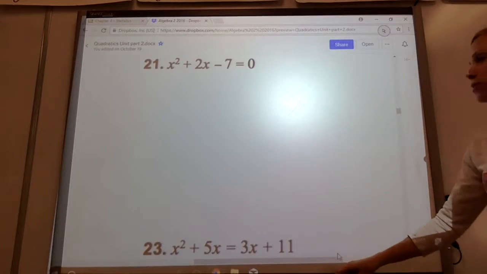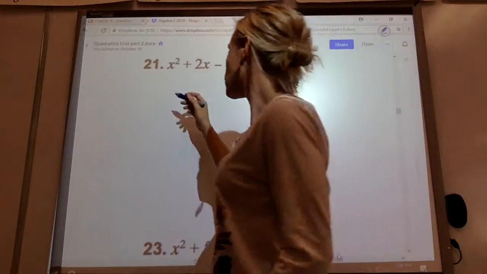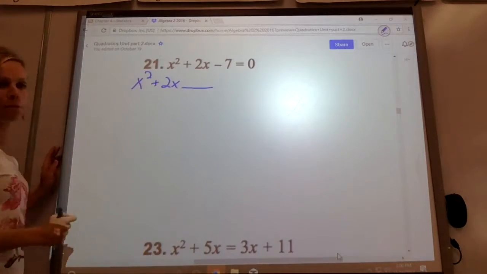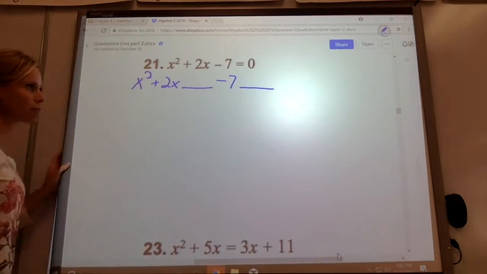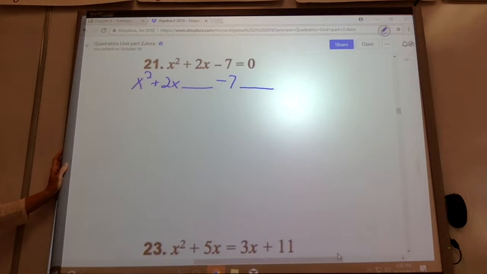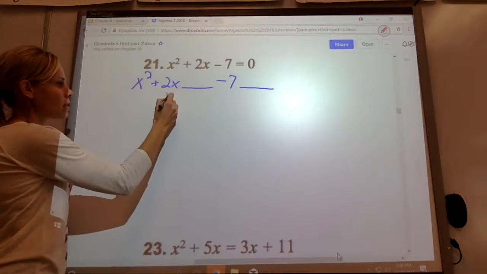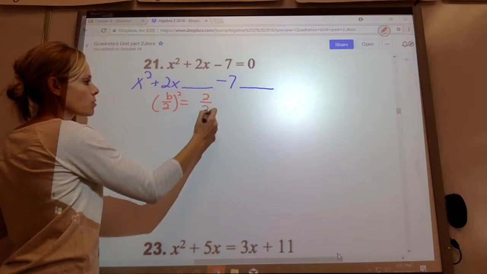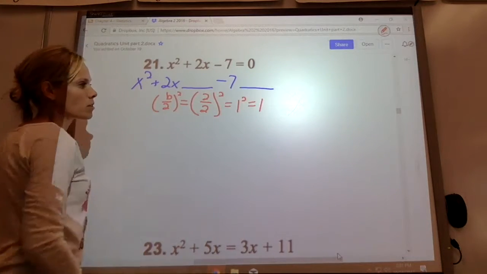So again, all my terms are on one side, standard form. A is 1, so let's put it in the spaces. You're going to put a space after the B term, and then a space after the C term. Okay? So you're going to find the number that lets me factor. So to get that number, we do B divided by 2 squared, which is 2 divided by 2 squared, which is 1 squared, which is 1.